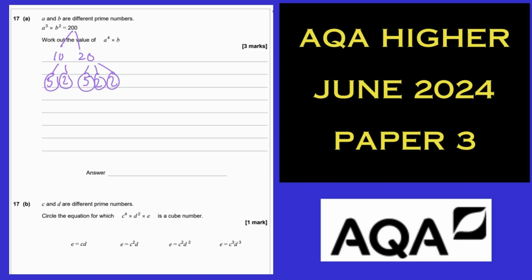Didn't take too long, and as you can see, that means that A is 2, because it's 2 cubed, and B is 5. And you're there, aren't you? You just need to now work out 2 to the power of 4 times 5. So mental arithmetic or calc, 16 times 5, we get 80.